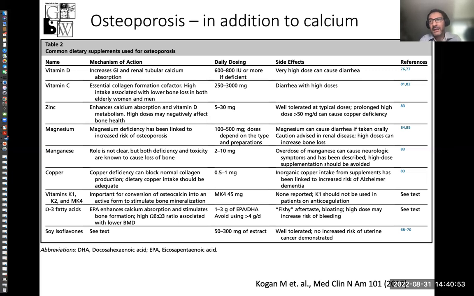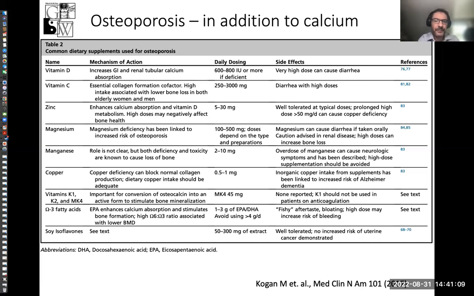Now, vitamin K. I'm actually going to cover that in a little bit on its own accord, because vitamin K is really critical. And so we're going to talk about this in an upcoming slide separately.